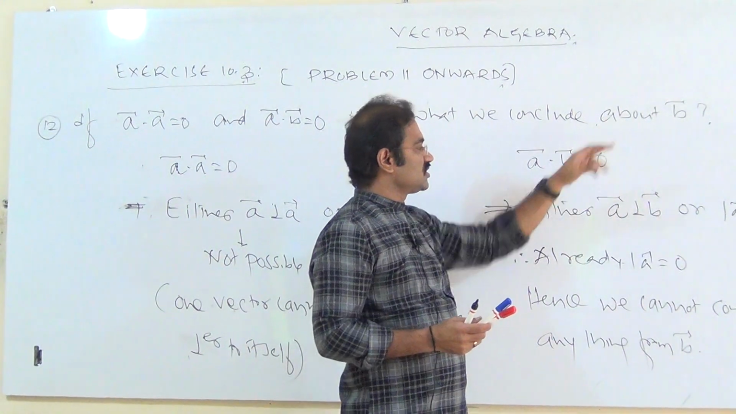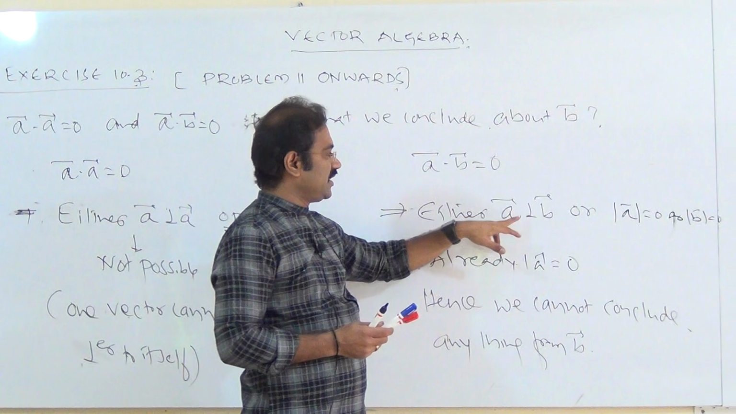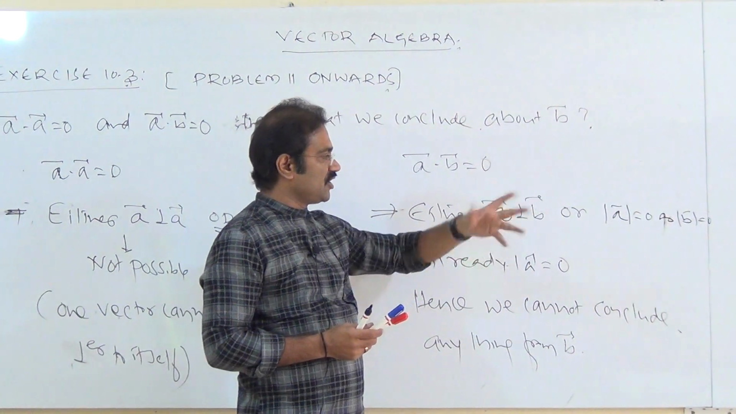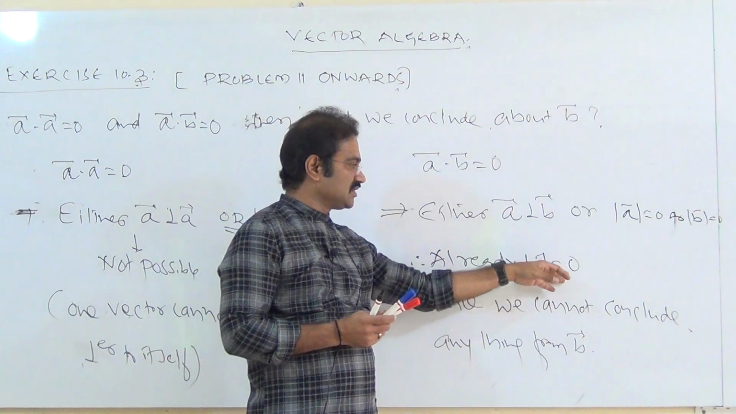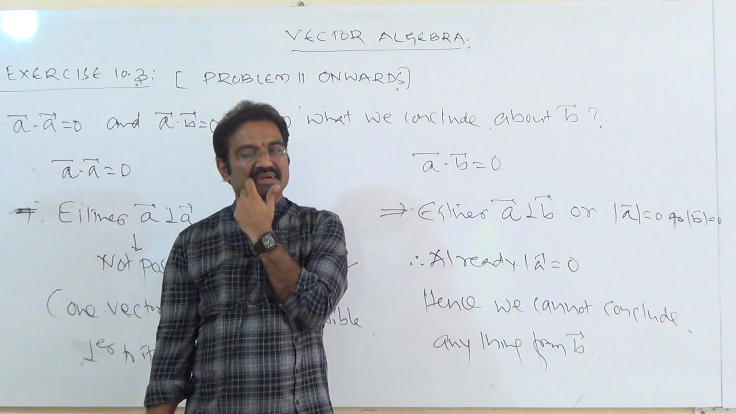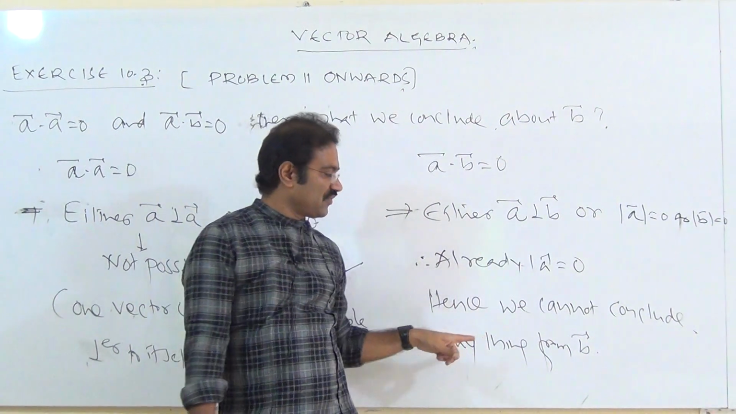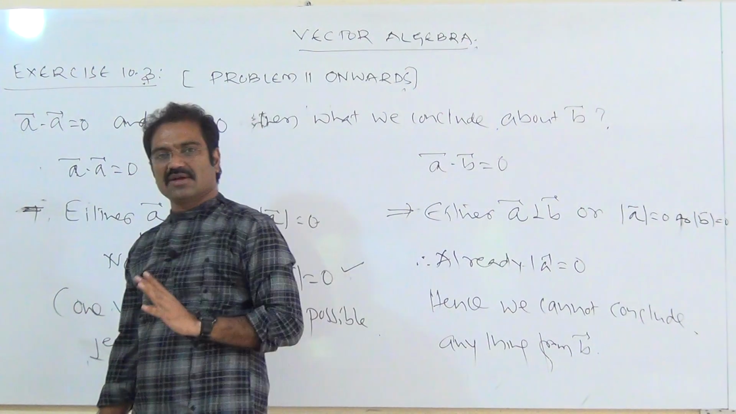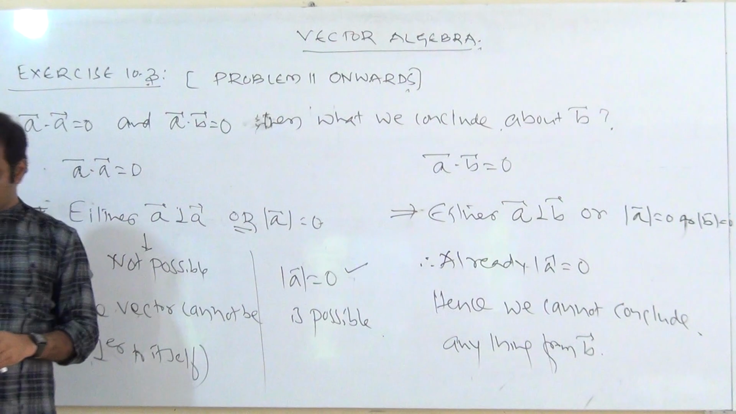A dot B equal to 0, either A is perpendicular to B or magnitude of A equal to 0 or magnitude of B equal to 0, but already magnitude of A is equal to 0, therefore there is no discussion about the B. It will not play any role in this discussion, therefore nothing can be concluded from B. This is an argument type workout.